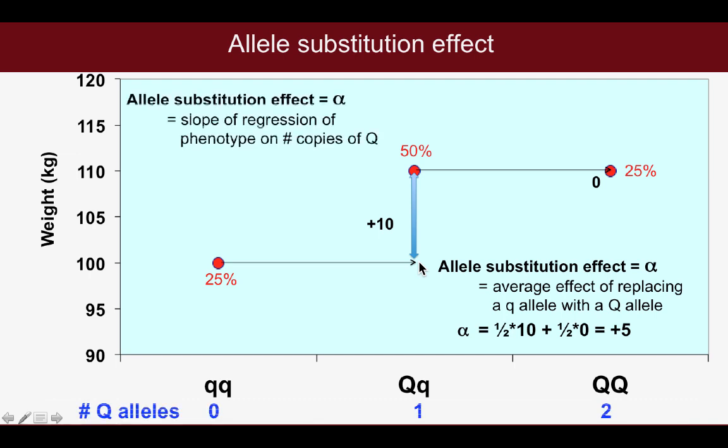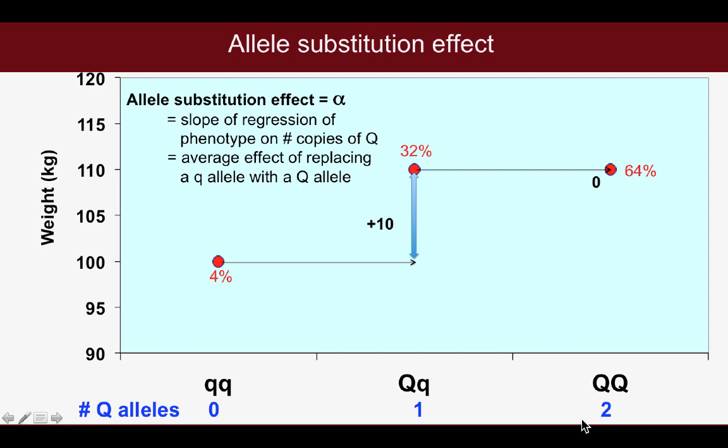Now, in practice, allele substitution effects are estimated by regressing the phenotype on the number of Q alleles, which is 0, 1, and 2. So the slope of that regression line, weight on the number of Q alleles, is equal to plus 5 kilograms for every Q allele. So the allele substitution effect, or the average effect of the Q allele, is plus 5.